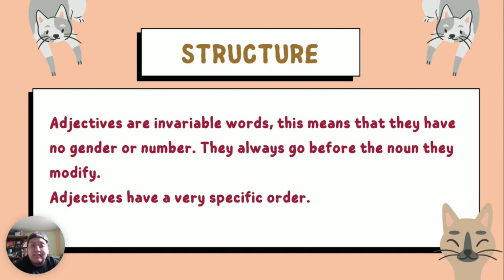The structure of the adjectives. Adjectives are invariable words. This means that they have no gender or number. They always go before the noun they modify. Adjectives have a very specific order.